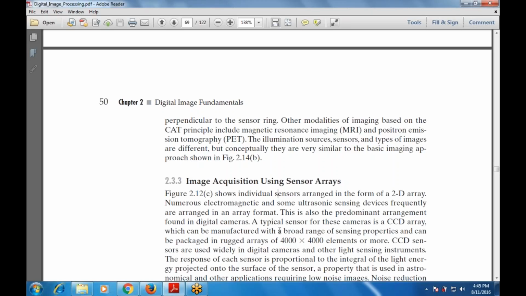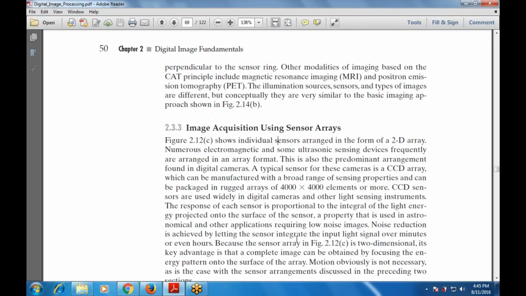A typical sensor used for these cameras is the CCD, which can be manufactured with a broad range of sensing properties and can be purchased in arrays of 4000 by 4000 elements or more. CCD sensors are also widely used in digital cameras and other light sensing instruments.